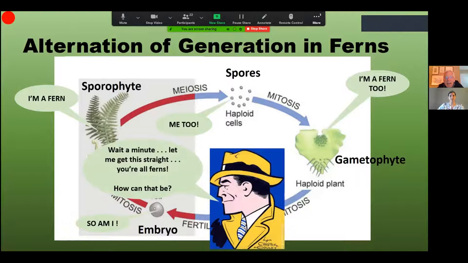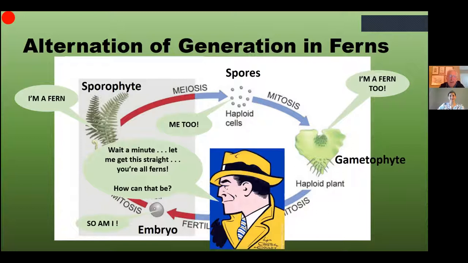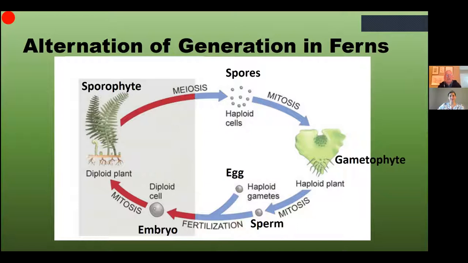Yes, how can that be? How can all of these be ferns? But they are all ferns, because it's simple alternation of generations. As green algae moved out onto dry land, a lot of things had to change, and we'll go over that later. But one of the things that didn't change was a conserved structure, a structure that is conserved through evolutionary time.